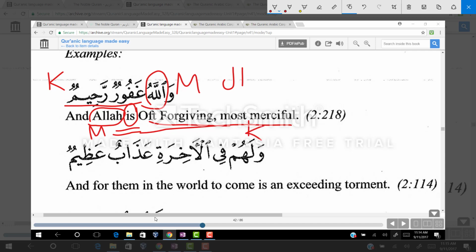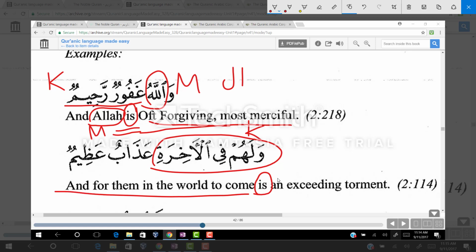Let's take the other example. وَلَهُمْ فِي الْآخِرَةِ عَذَابٌ عَظِيمٌ. Again from Surah Baqarah. And for them in the world to come is an exceeding torment. So do you see "is" in the translation? So وَلَهُمْ فِي الْآخِرَةِ, this whole thing is the mubtada. Anything that comes before "is" is a mubtada, right? And for them in the world to come is the mubtada here.